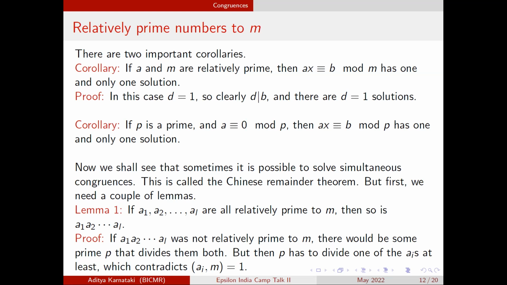If the product was not relatively prime to M, there will be some prime P that divides them both. But then P has to divide one of the AIs at least, because if P divides a product, we have seen this, then it has to divide one term. And then it contradicts that the GCD of each individual AI with M is 1. Okay. So fairly simple. Again, you can prove it yourself. So if things are relatively prime to M, then the product is also relatively prime.